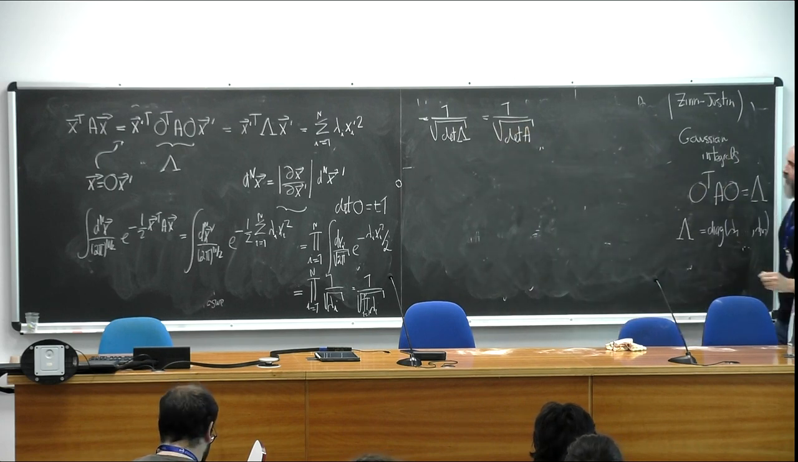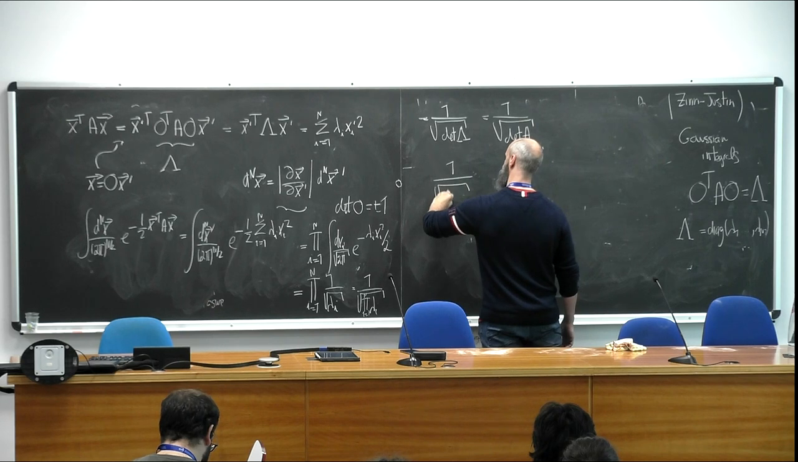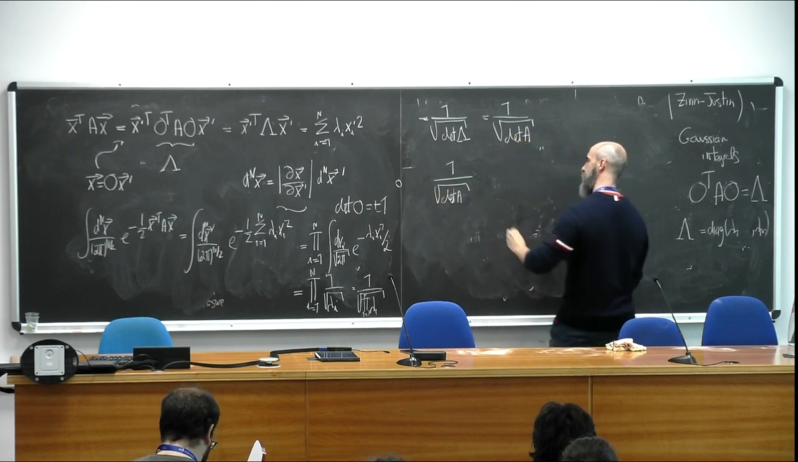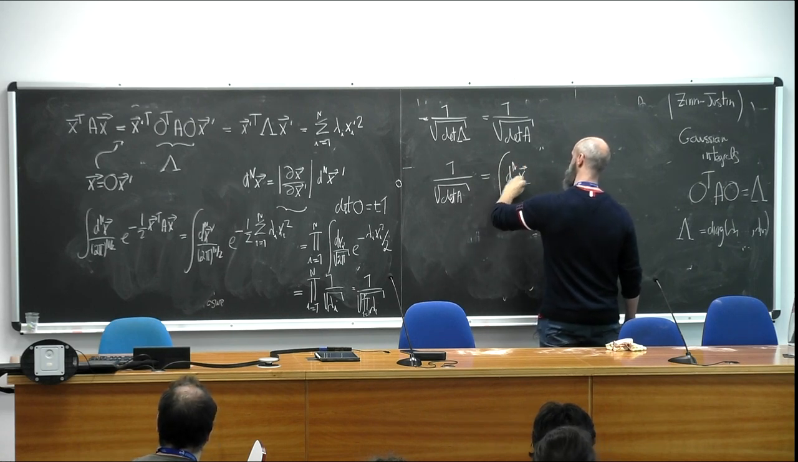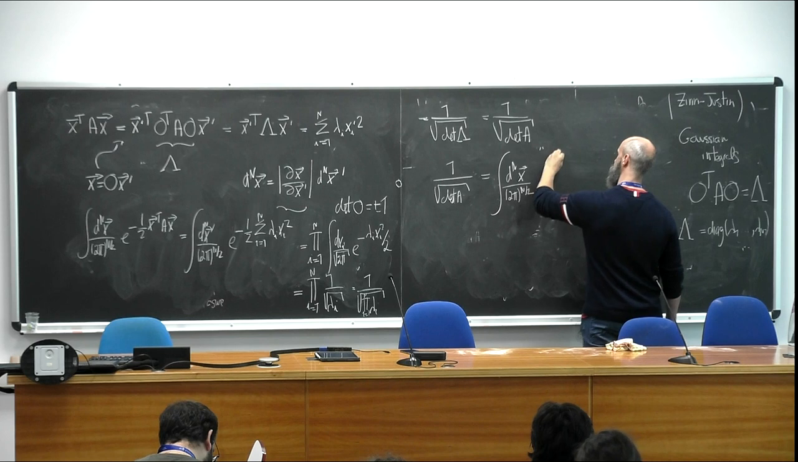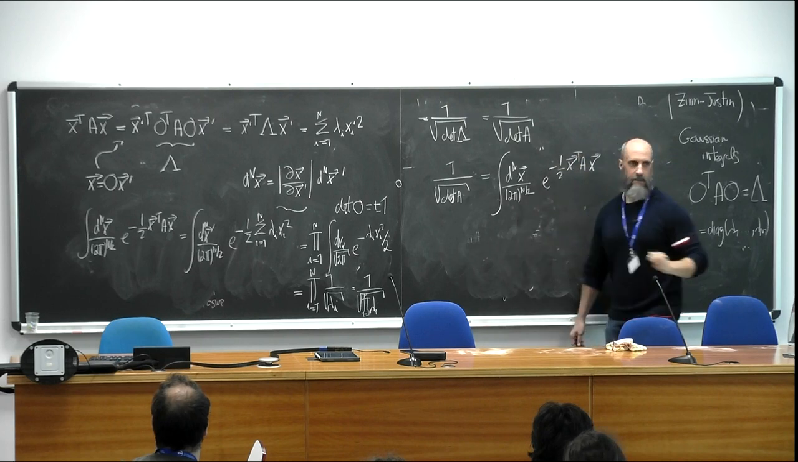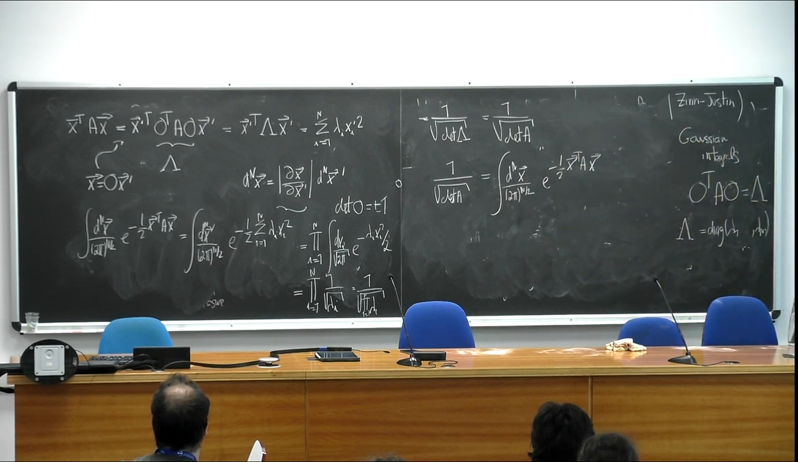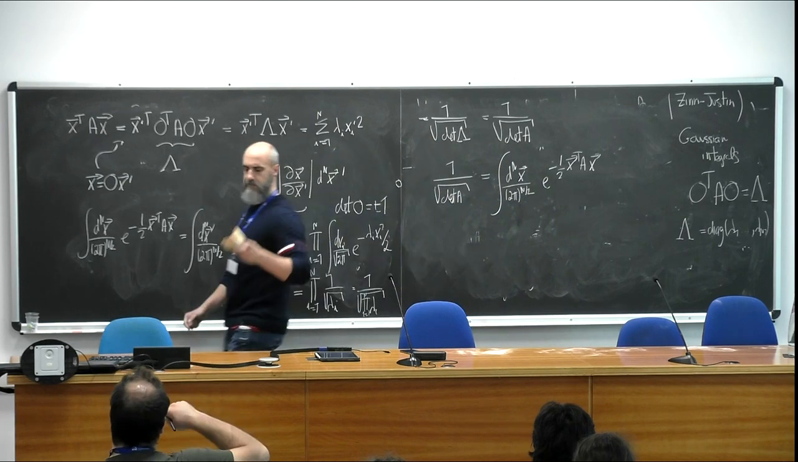Good? So I have proven what I wanted to prove, that 1 over the square root of the determinant of a matrix A can be written in this way: the integral of d^n x over (2 pi)^(n/2) of the exponential of minus 1/2 x A x. I guess you have seen this. For the people who have seen this, I apologize. For the people who have not, you'll see why we need this. Very good. Questions? Go ahead.